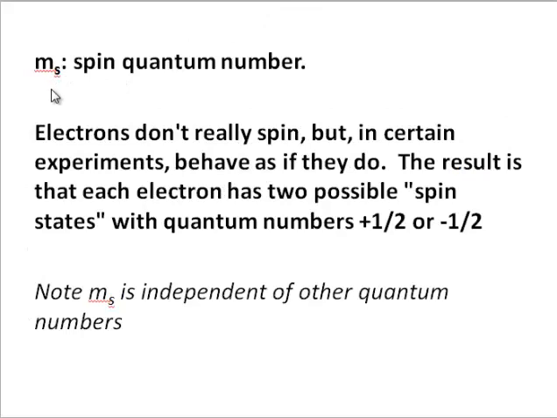The fourth quantum number is m sub s, the spin quantum number. Electrons don't really spin, but in certain experiments behave as if they do. The result is that each electron has two possible spin states with quantum numbers plus 1/2 or minus 1/2. Notice m sub s is independent of the other quantum numbers. In other words, it doesn't depend on l the way m sub l does, and it doesn't depend on n the way l does.